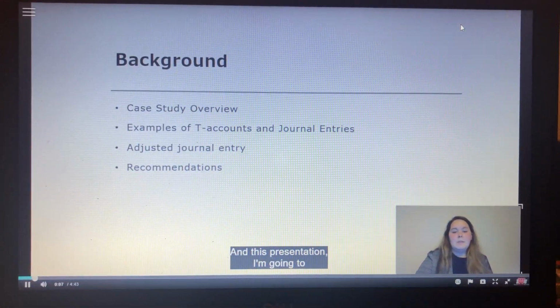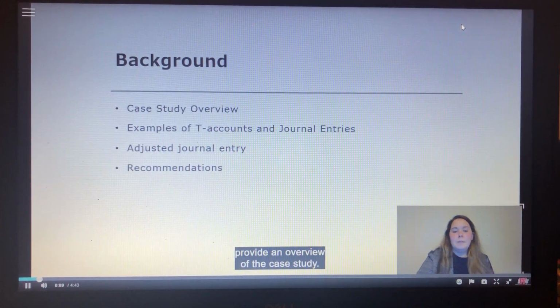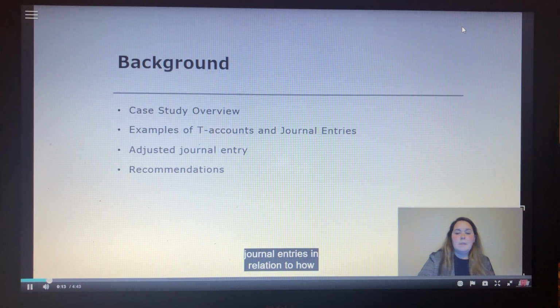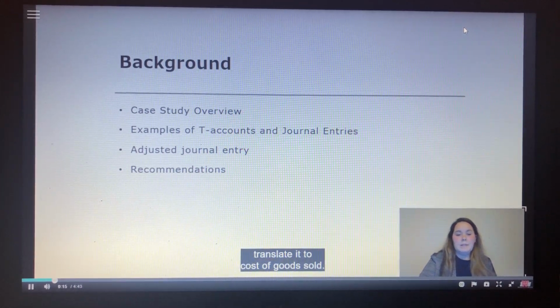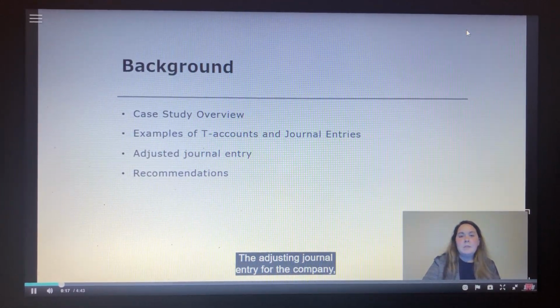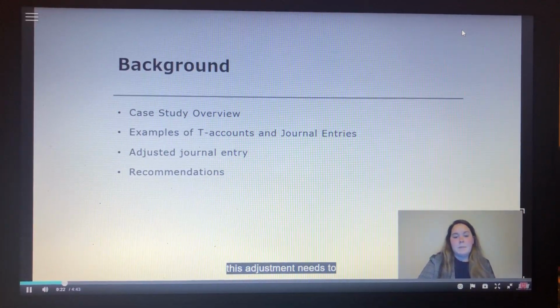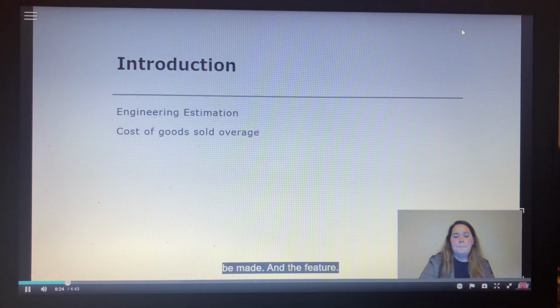In this presentation, I'm going to provide an overview of the case study, examples of T accounts and journal entries in relation to how inventory is procured and translated to cost of goods sold, the adjusted journal entry for the company, and some recommendations on how to prevent this adjustment needing to be made in the future.